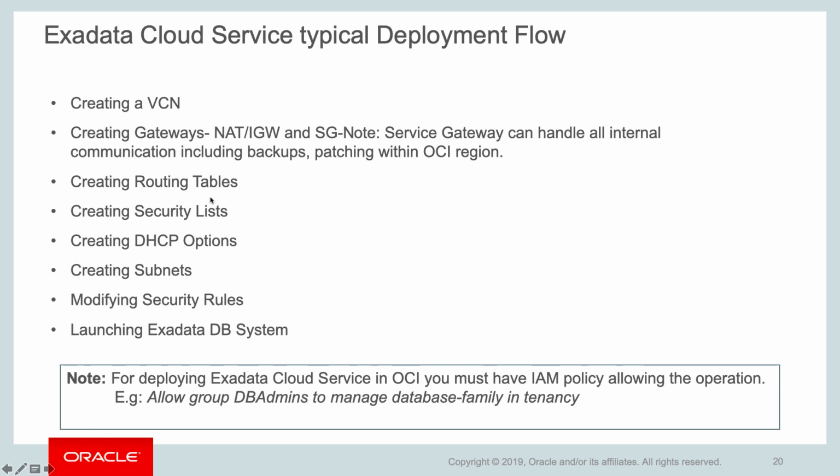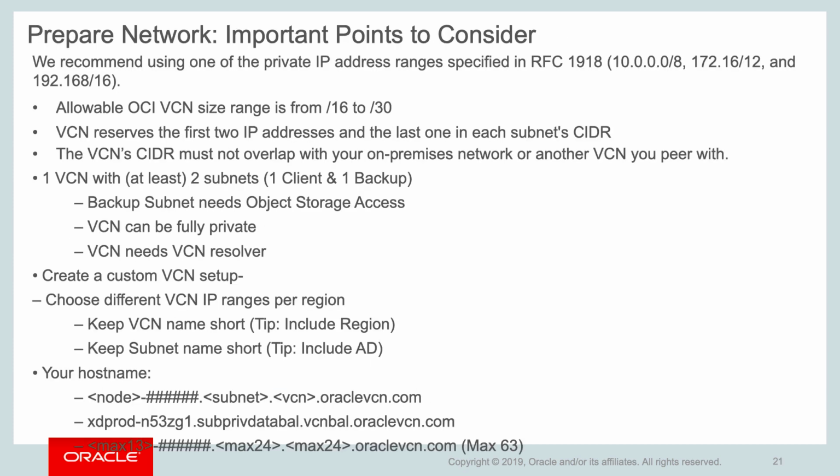We will create routing tables, we will create security lists, and we will look at how to create DHCP options. Finally, we will create the subnet, modify the security rules and attach them to the subnet. Once the network steps are done, we can launch an Exadata database system. One note here is that for deploying Exadata Cloud Service in OCI, you must have an IAM policy which will allow these kinds of operations. One example could be: allow group DBA admins to manage database family in tenancy. Let's move to the next slide. Some important points to consider.